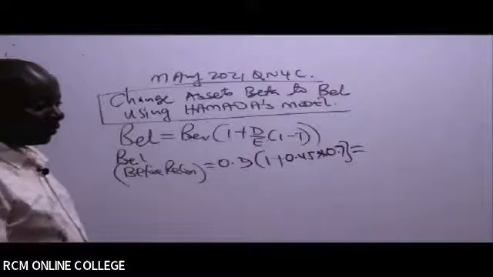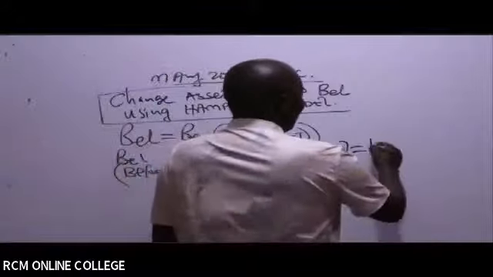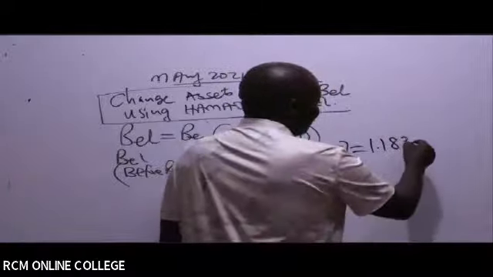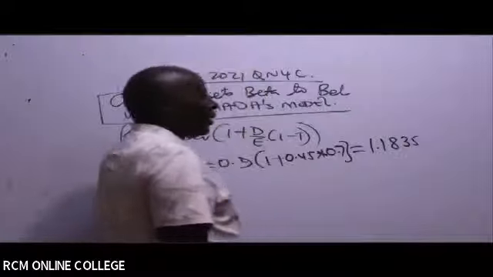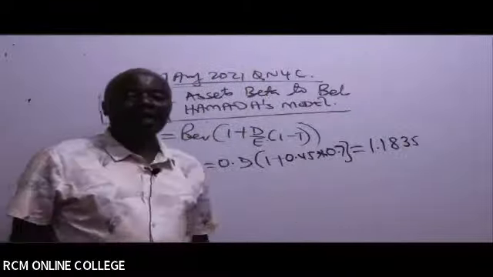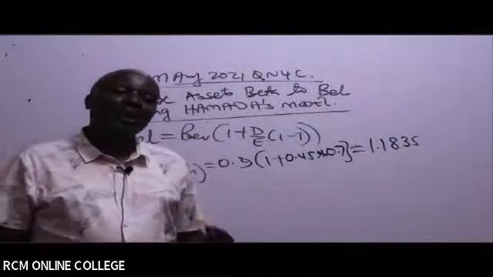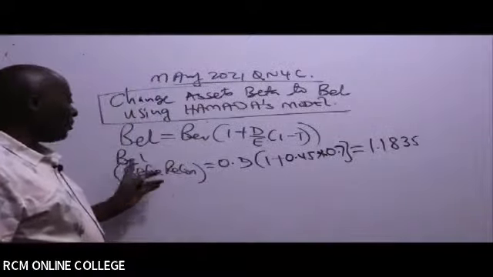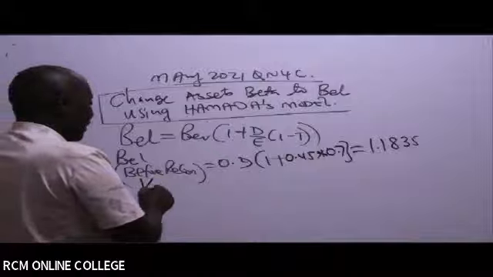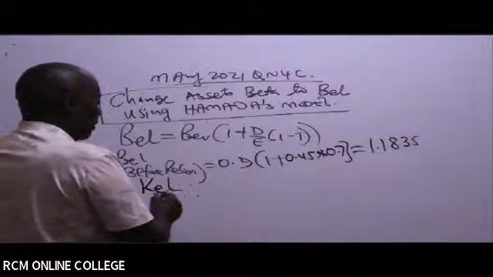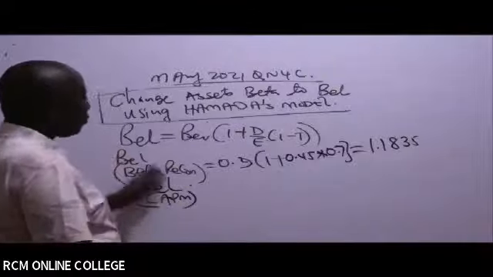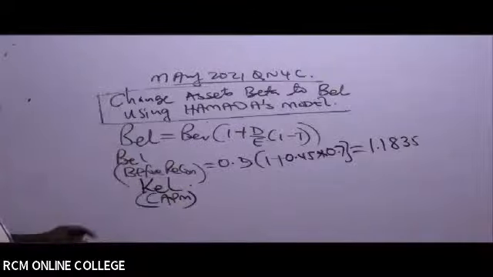HP is giving me a figure of 1.1835. Remember, KEL is a natural brother to BEL. Once you've gotten this BEL, go ahead and give me KEL, the cost of equity of the levered firm, using CAPM.